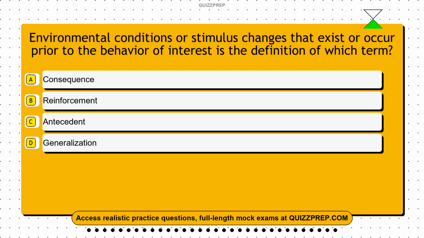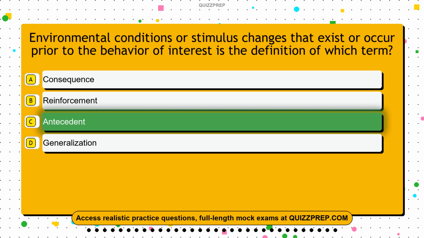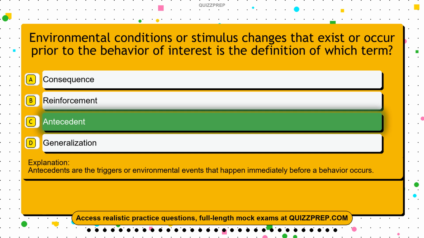Question 28. Environmental conditions or stimulus changes that exist or occur prior to the behavior of interest is the definition of which term? Option A, consequence. Option B, reinforcement. Option C, antecedent. Option D, generalization. The correct answer is option C, antecedent. Antecedents are the triggers or environmental events that happen immediately before a behavior occurs.